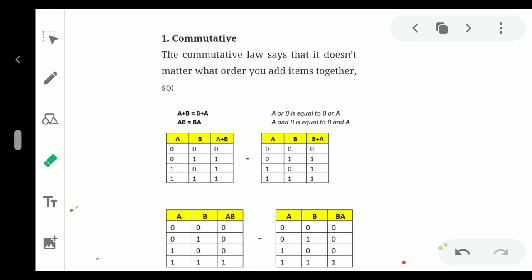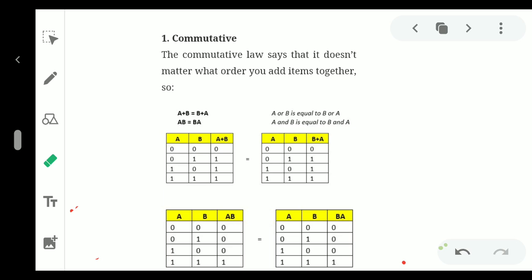Boolean algebra is also commutative over multiplication, given by A dot B equals B dot A. This means that the order of the AND operation conducted on the variables makes no difference. So how can we prove that? We can prove that using the truth table.